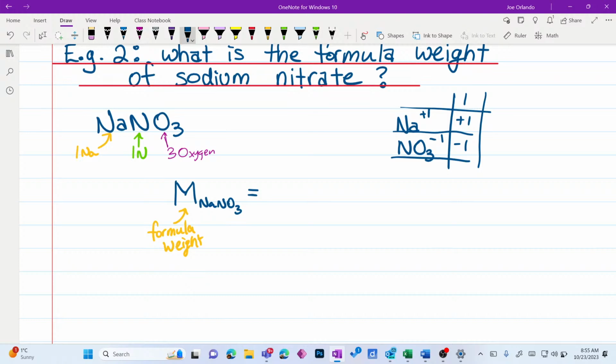All right, so what is this thing made of? Well, it's made of a sodium, so we need to say how much a sodium weighs. And then what else is it made of? It's made of a nitrogen, so we're going to add that to it. And that's made of 3 oxygens. Now listen, don't write this yet. I suppose I could do this, but is there a better way to write that?